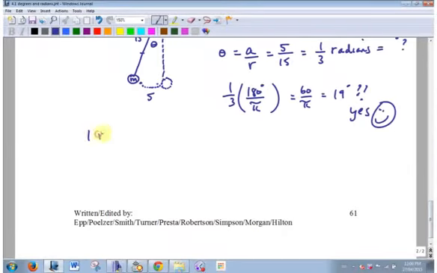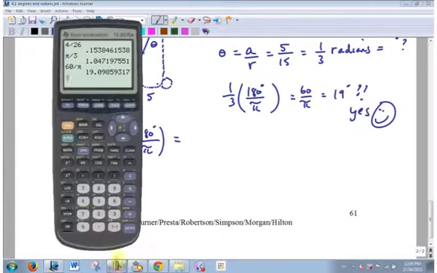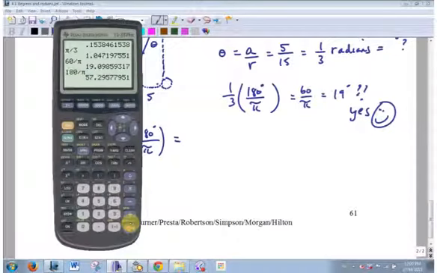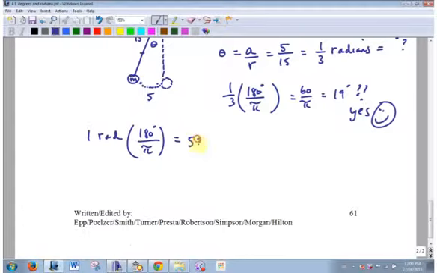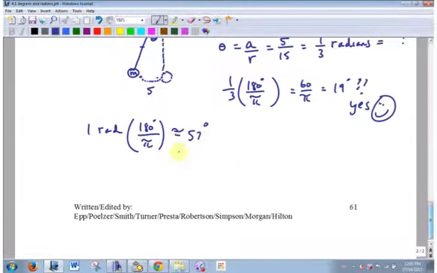Okay, so 1 rad would be what? What is 180 divided by pi? Just over 57 degrees. Okay? So that's what a radian is. Approximately 57 degrees. Sometimes that's helpful, because if you look at your answer and it says 3 radians, you're thinking, okay, about 160-ish degrees. Does it look reasonable or not?